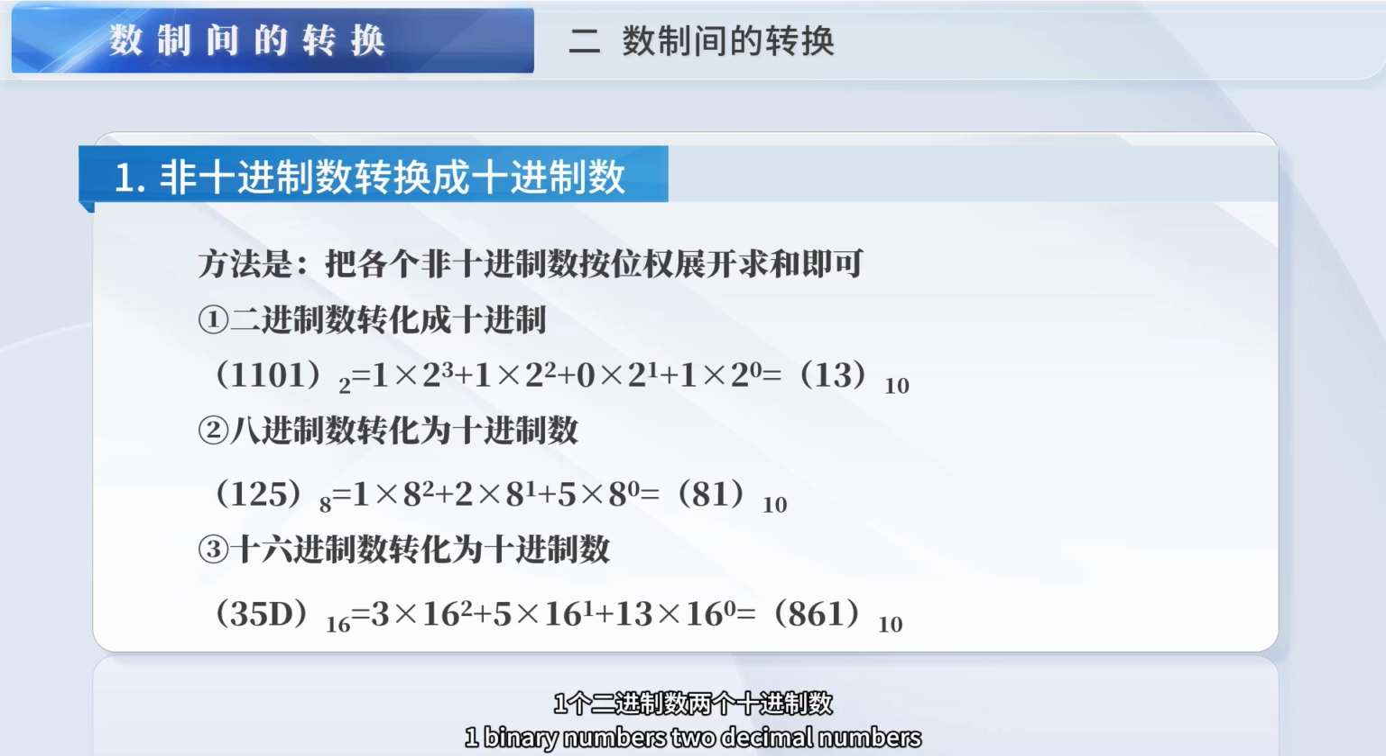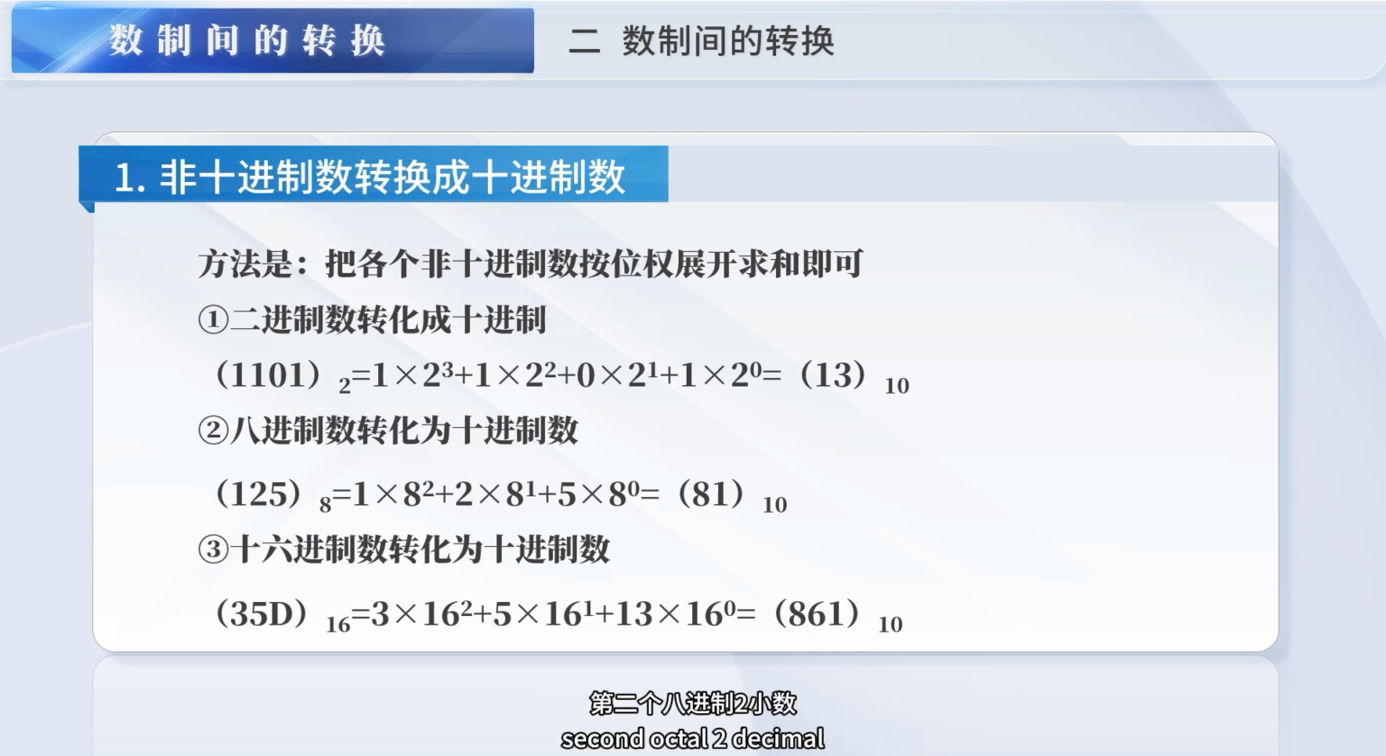1. Binary numbers to decimal numbers. For example, binary 1101 is converted to decimal. It's 1 times 2 to the third power, plus 1 times 2 to the second power, plus 0 times 2 to the first power, plus 1 times 2 to the 0 power, which is 13.